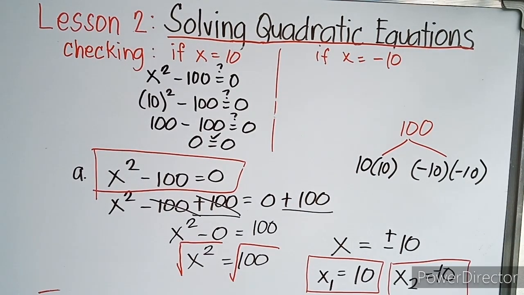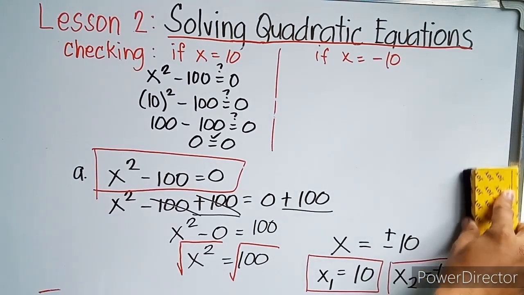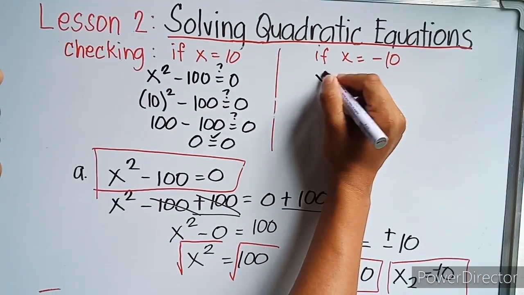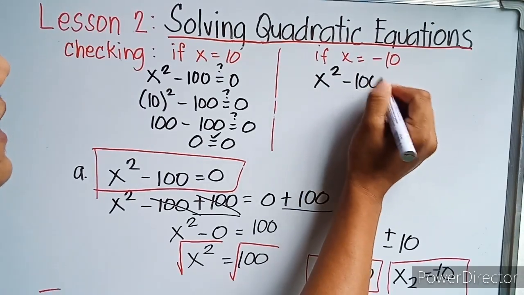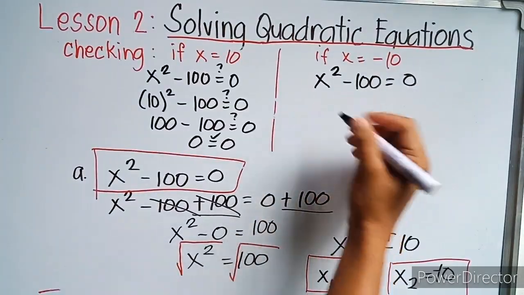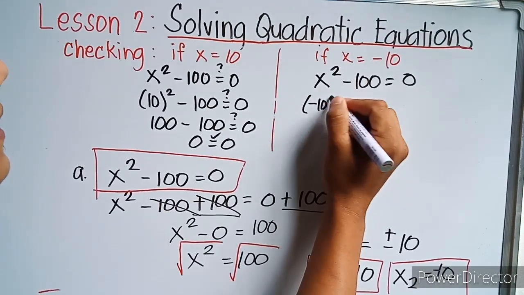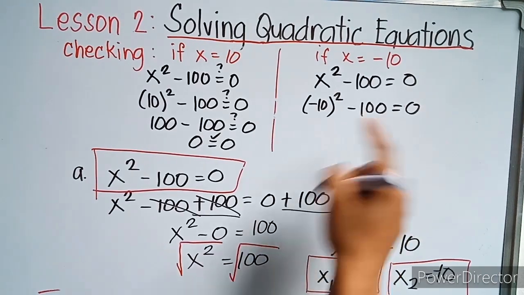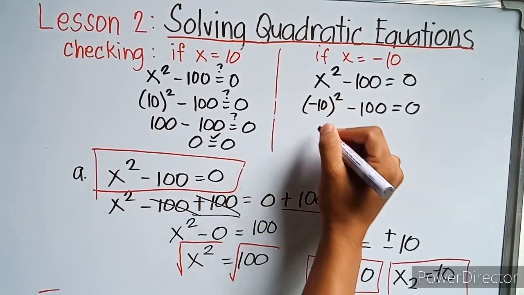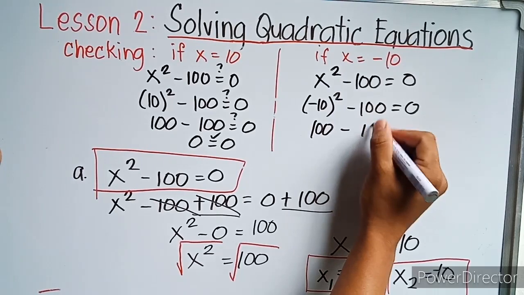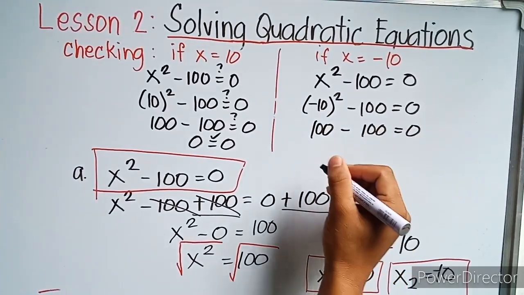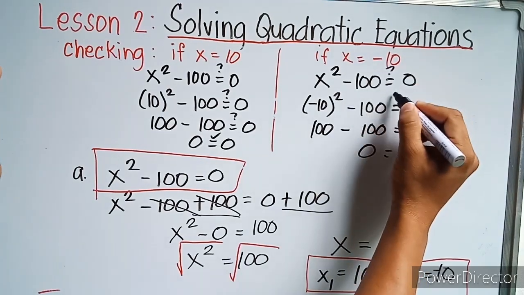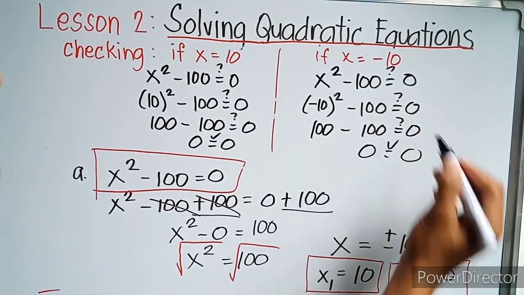Now, what if x is equal to negative 10? We have original equation, x squared minus 100 equals 0. So, you have negative 10 squared minus 100 equals 0. Negative 10 times negative 10, that is 100 minus 100 equals 0. So, 0 equals 0. Checking.